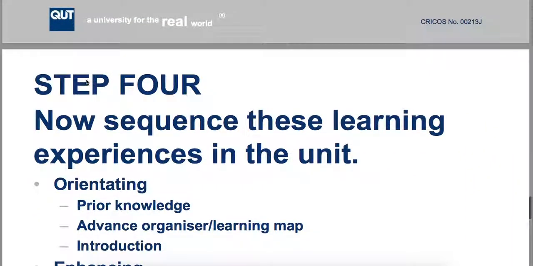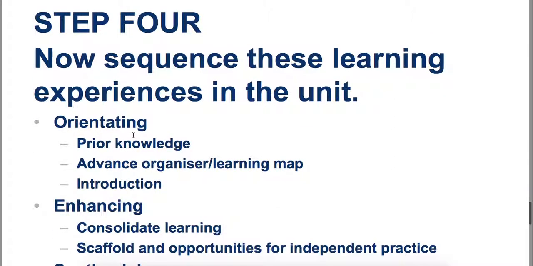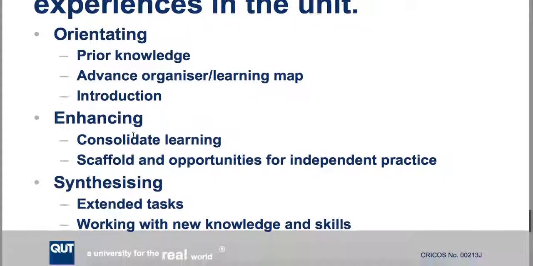And now step 4. It's the last step. You need to sequence these learning experiences in the unit. Now there are 3 phases of a unit of work. There's orientating, that's the first one. That's where we say to the kids, what do you already know about picture books? What do you already know about representation or symbolism? What do you know about how families can be typically represented in texts?